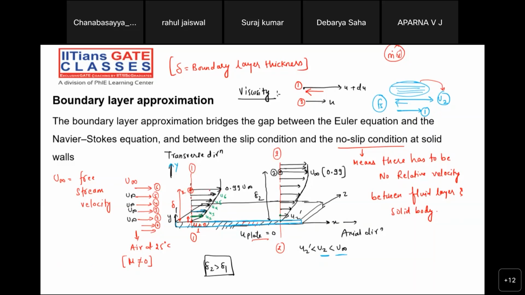The moment the fluid particle achieves 0.99 times u infinity, after that, they will move with the velocity called u infinity. There is a region which basically demarcates the viscous region and the non-viscous region. That particular layer is called the boundary layer. Now, if I join the locus of the points where the velocity is 0.99 times u infinity, I will get one layer. This layer, this black color layer, is called the boundary layer.